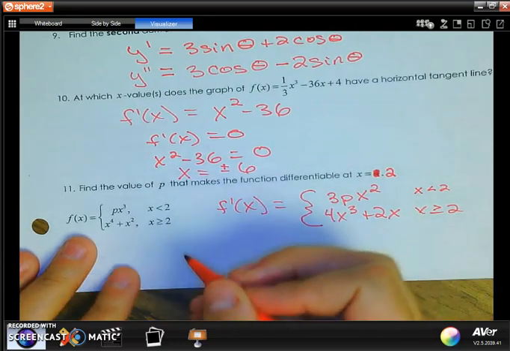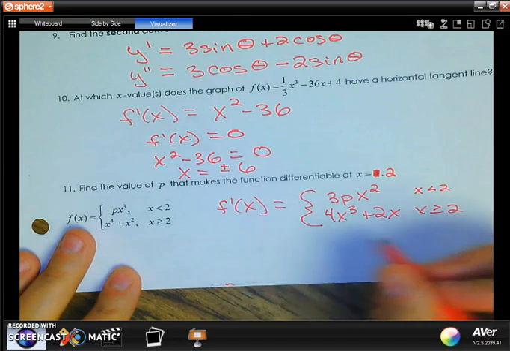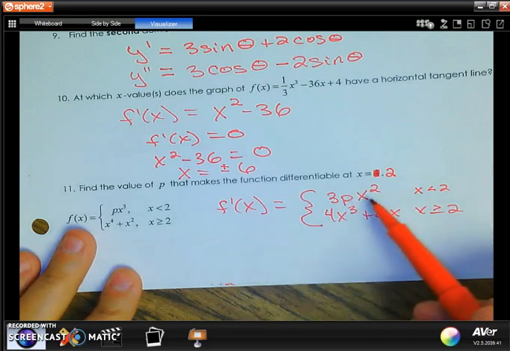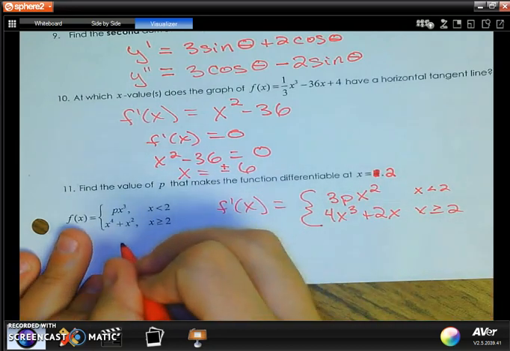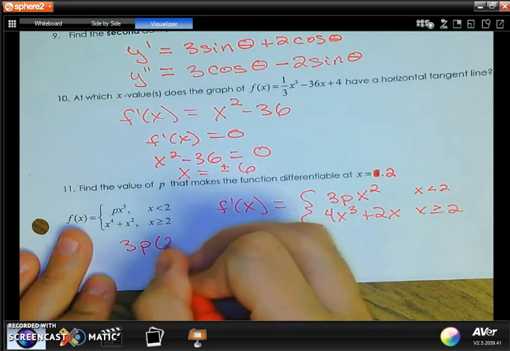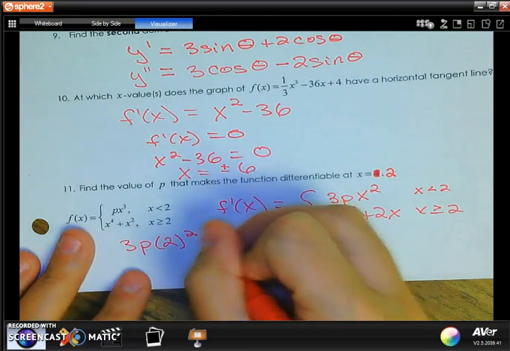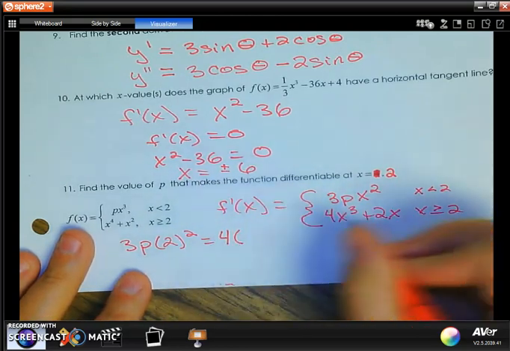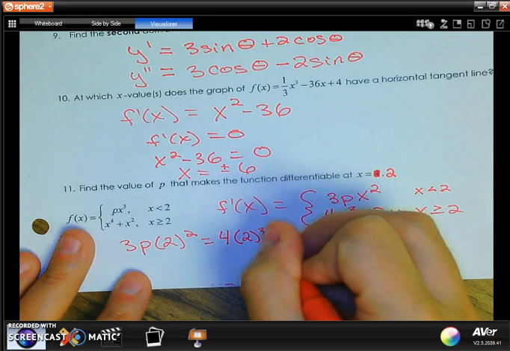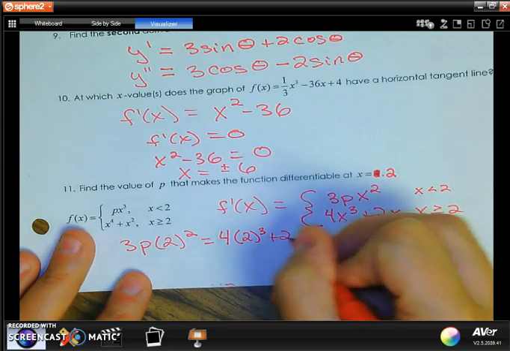Okay, and for this to be differentiable, I need to set those two things equal to each other. So here I have x is 2, so I can plug in, again, this 2 I had to change. That 2 goes in for an x. So I've got 3p, and I plug in x is 2 squared, equals 4 times parentheses, that'll be 2 cubed, plus 2 times 2.